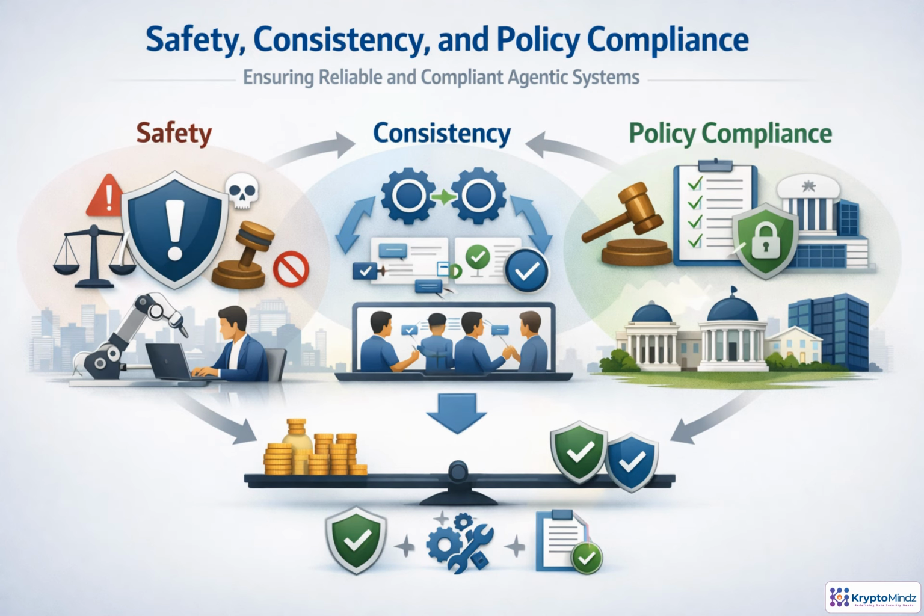As agents gain autonomy, quality is no longer just accuracy. It is controlled behavior. Safety asks, could this harm someone, expose data, or create unfair outcomes? Consistency asks, would the same situation lead to the same decision tomorrow? Policy compliance asks, is the agent operating within the rules of the business, the law, and the security model?